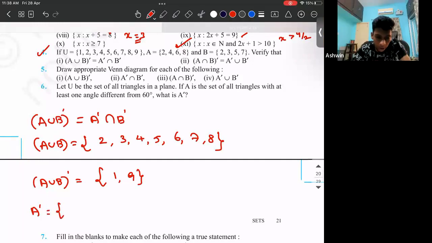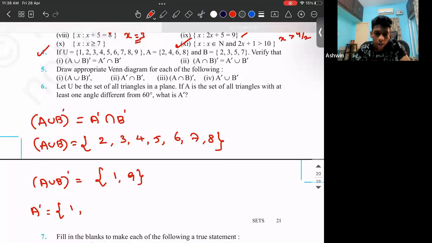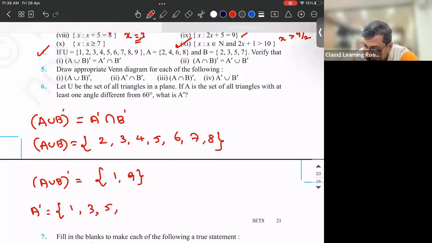See, the universal set has 9 elements. A has 4 elements. So A complement should contain 5 elements. So what are the 5 elements? 1, 3, 5, 7, 9. Yeah, you have 5. What is B complement?